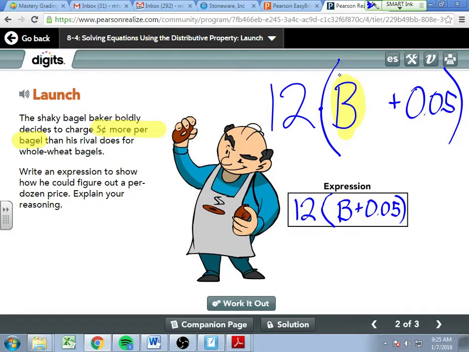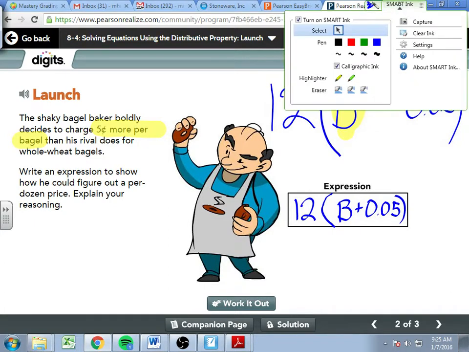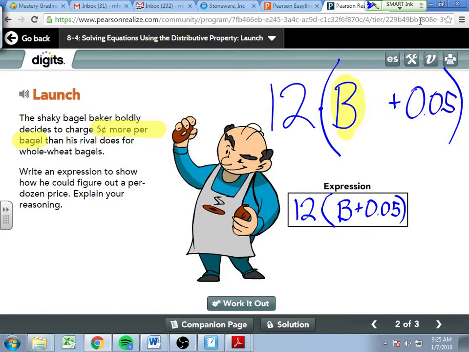Does that make sense? Why we have to put it in the parentheses? Yeah. Multiply 5 times 12. Yes. But that still doesn't really, it's just doing the work in a different order. You did the same work because eventually, when I go to solve this, I'll distribute the 12 to the B and I'll distribute the 12 to the 0.05.